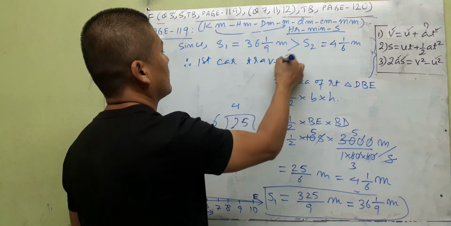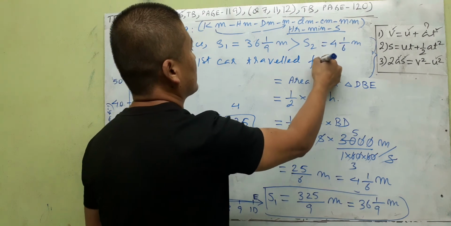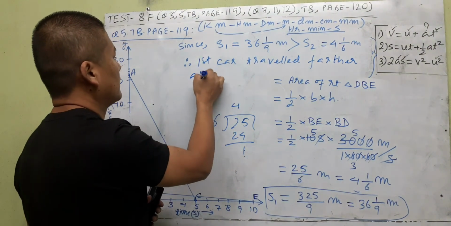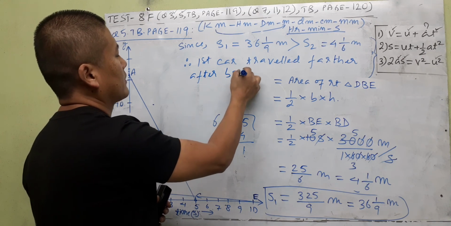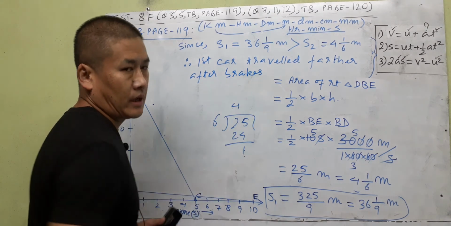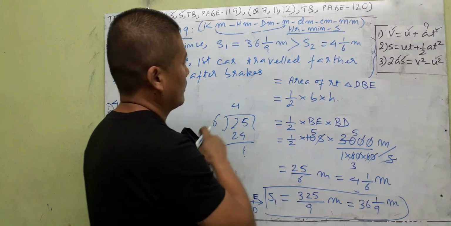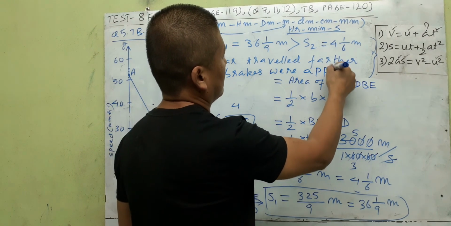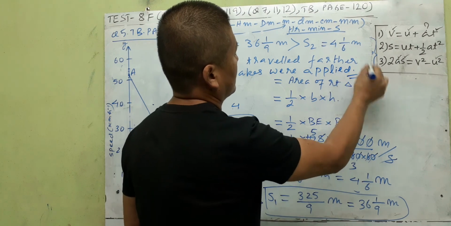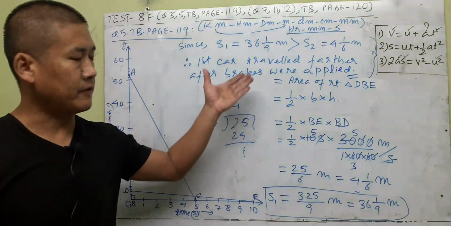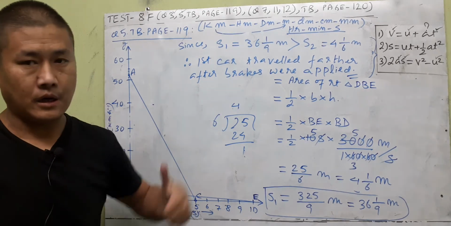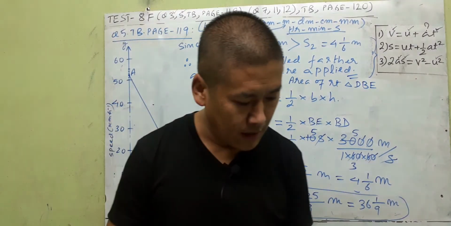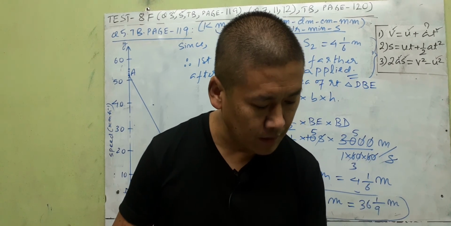traveled farther, means more distance, farther after brakes were applied. So that's your answer. They're asking which one traveled farther after application of brakes. Clearly the first car. 36 is greater than 4 meter, right? So that is the end of this part.